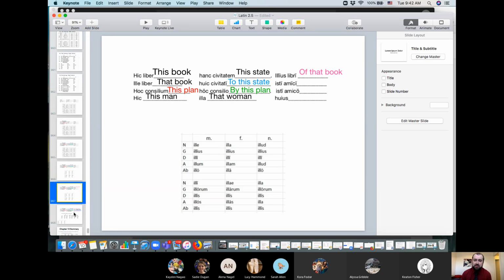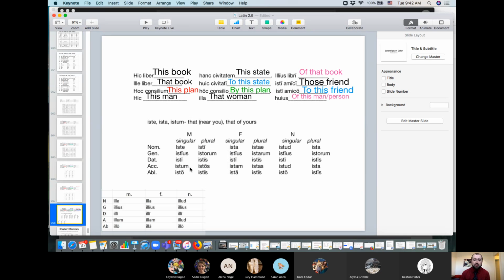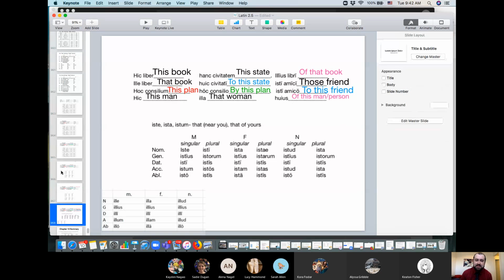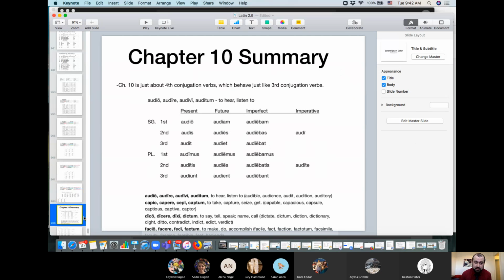So ista, what's the difference between ista and illa? There really is none. So I was talking about illa. Here's ista, istum. It's also translated as that. Sometimes it's translated as that of yours, but it has more of a negative connotation than illa. If somebody doesn't like something, it'd be like ista Cicero, like that Cicero, or something. So that's chapter 9, basically.